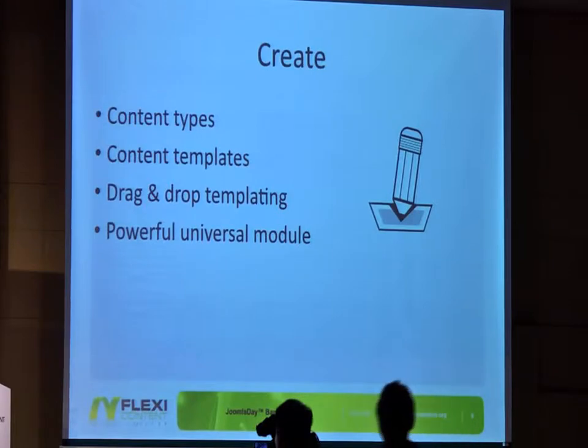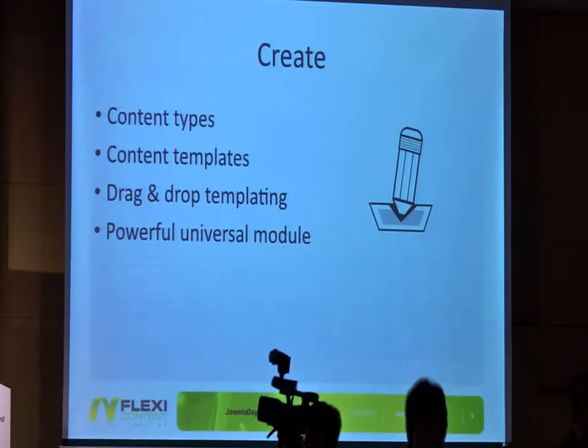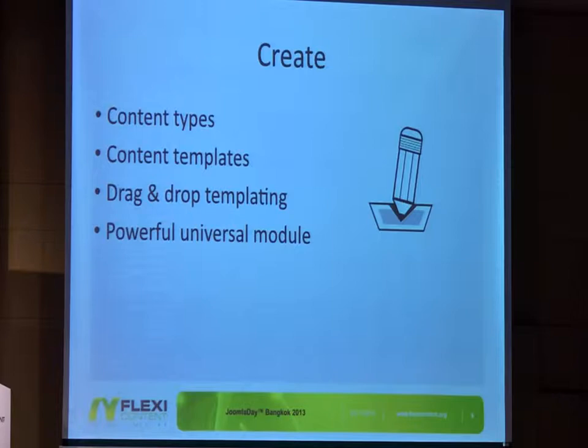So, the content templates. Every kind of content has normally a different template. That means, for example, if you make a car listing, you will make a specific template for your car listing. If you make a blog, you will make a specific template, and so on. Drag and drop templating.